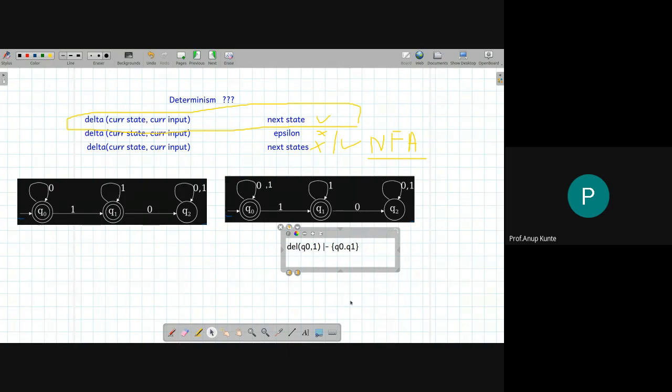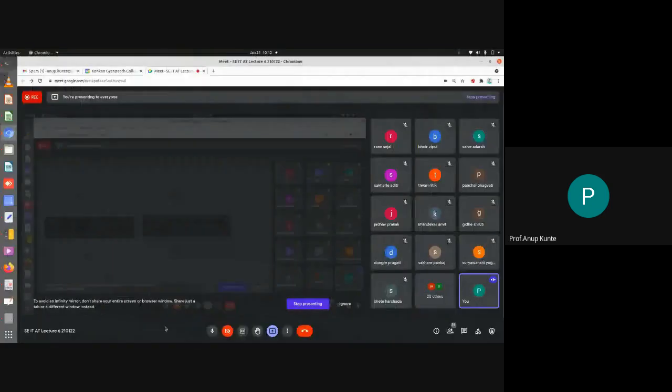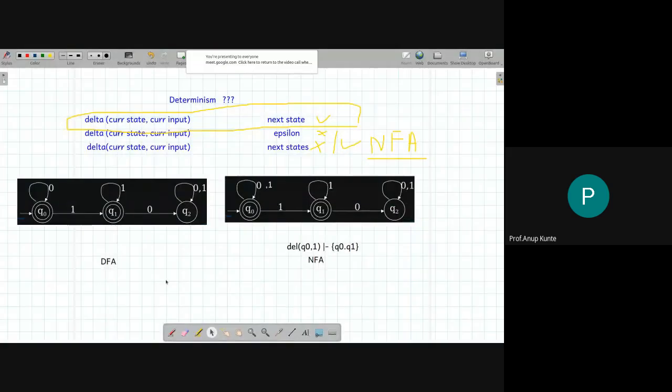So this is exactly how I have defined one of the transitions. All the rest of the transitions are the same in both devices. This device is a DFA, and the counter device that we have over here, because of this single additional transition, has become an NFA. Okay, so that's the change. I hope this particular thing is clear to you.